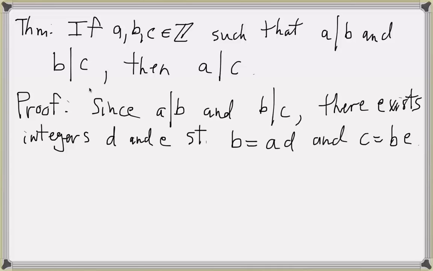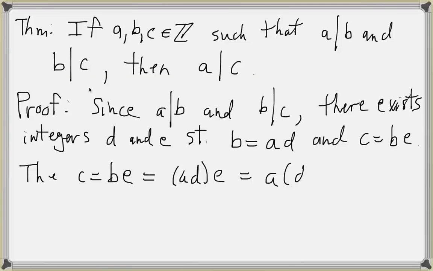We can write, if a divides b, then I can write b as a times some integer. Likewise, c equals b times some integer. Well, then c, which we know equals b times e, also equals ad times e, because we know that b equals a times d. But this looks like a times the integer de. So I've just written c as a times some integer. Thus, a divides c.